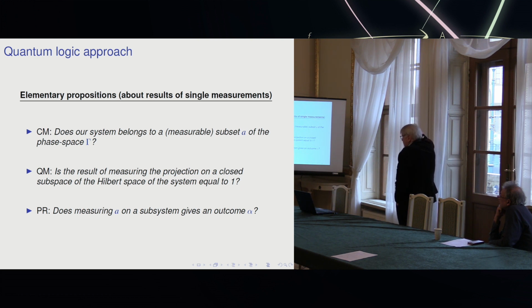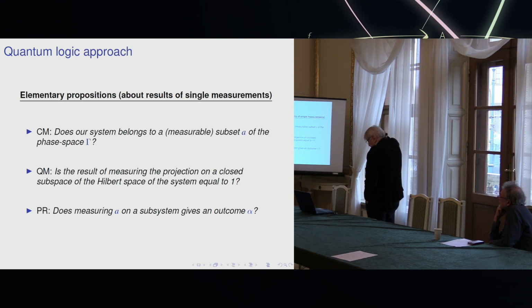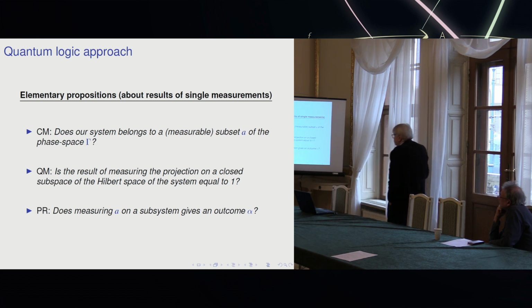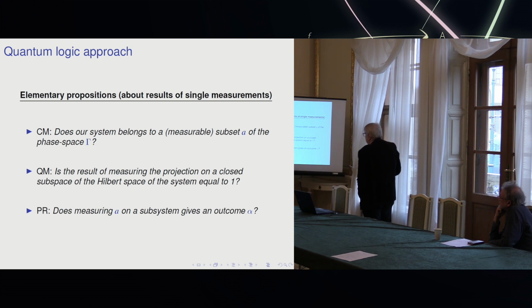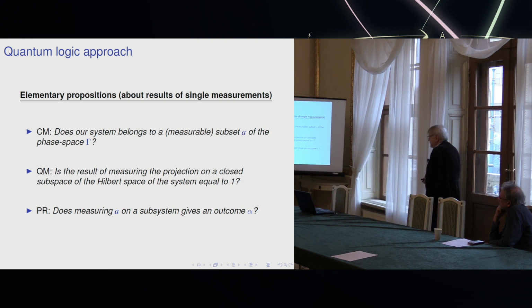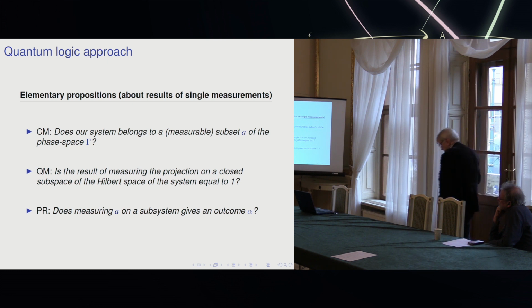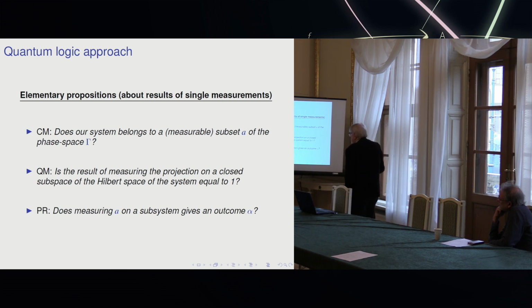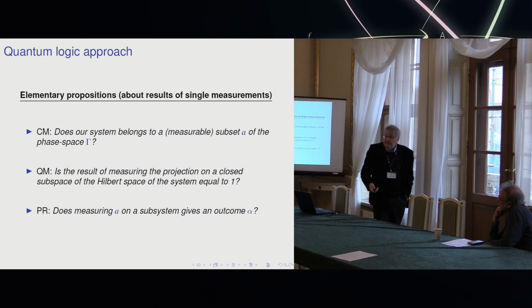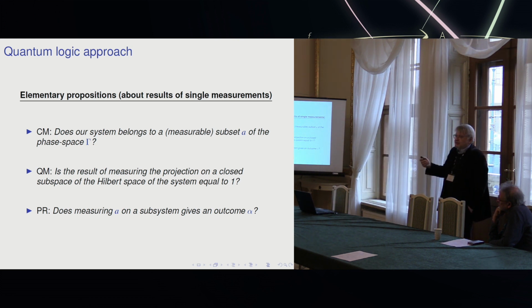Okay, so what are the elementary propositions? Let me recall again. In classical mechanics: does our system belong to a measurable subset of the phase space? In quantum mechanics: is the result of measuring the projection on a closed subspace of the Hilbert space of the system equal to 1, at least for pure states? You can also formulate this using density matrices for mixed states. And with these PR boxes, there is nothing more than: does measuring A on a subsystem give an outcome alpha? You do not have any other structure beyond that.